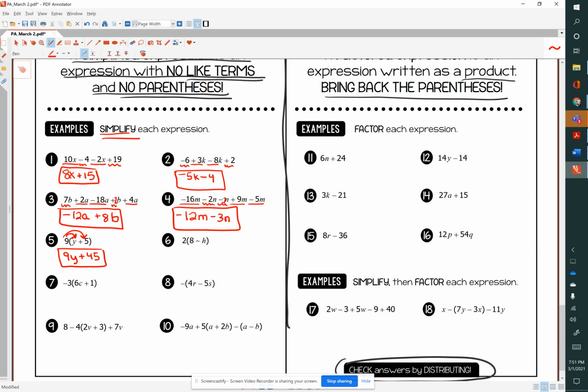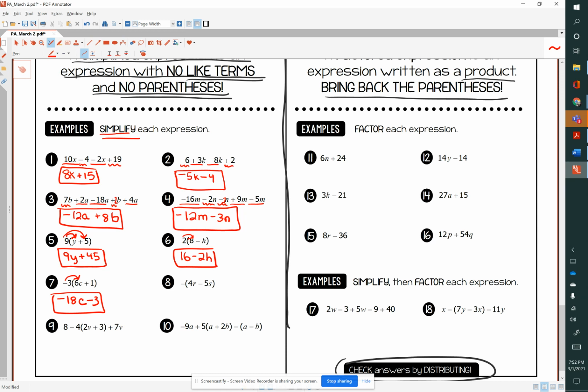2 times the quantity of 8 minus h. 2 times 8 is 16. 2 times negative h is negative 2h. 16 minus 2h. Negative 3 times the quantity of 6c plus 1, it's negative 3 times 6c. So that would be negative 18c. And negative 3 times positive 1 is negative 3. So our final answer is negative 18c minus 3.